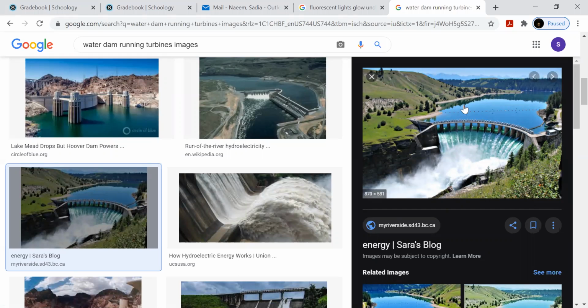So what happens is that in these dams, water is stored in some sort of a lake, and then it is allowed to drop to some height.